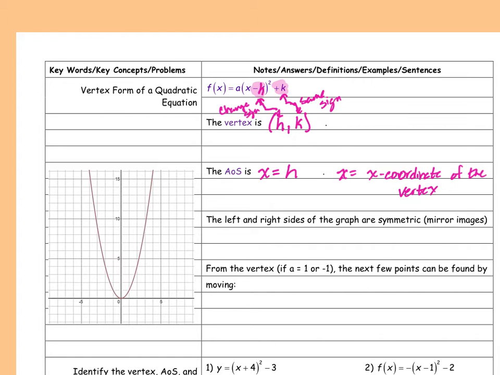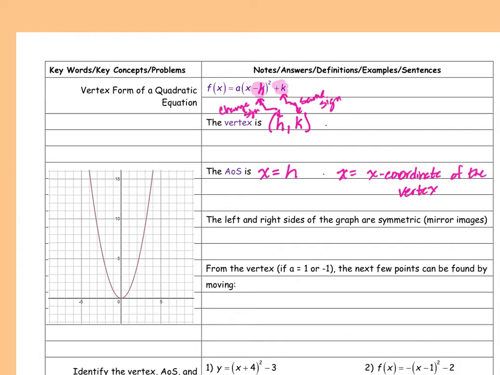X coordinate of the vertex. Okay? And then the left and right sides of the graph are symmetric, or mirror images of each other, which we talked about with the axis of symmetry. And then from the vertex, well, we're going to talk about this last part in a bit. I want to show this on the graph now.